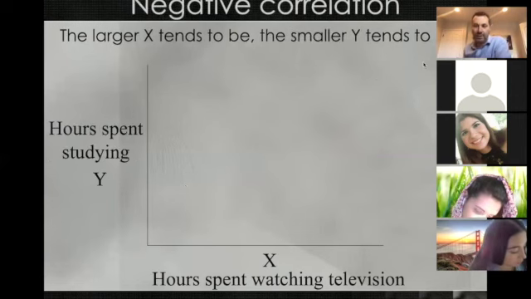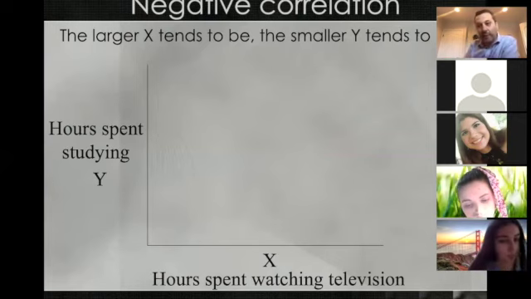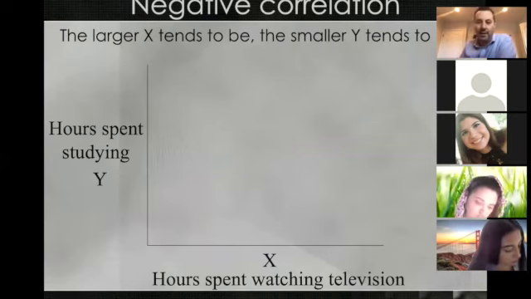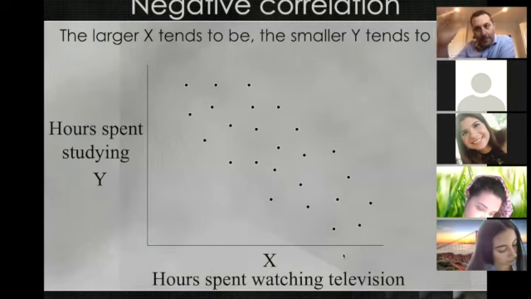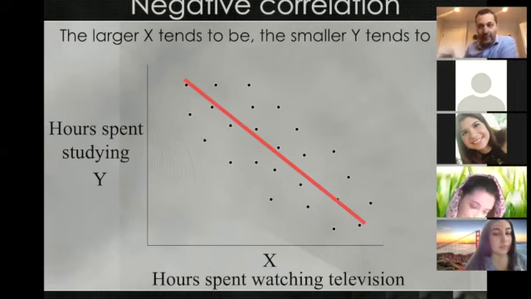Here's an example of a negative correlation. Let's say that I'm interested instead in the relationship between how many hours someone spends watching television and how many hours they spend studying. And so I take a sample of 30 or 40 people. For each person, I measure how many hours they spend watching TV, how many hours they spend studying, and I graph those people in a plot here. And again, if I put a best fitting line through these dots, it would be sloping down and to the right, okay? And that's the hallmark of a negative correlation. It slopes down and to the right.